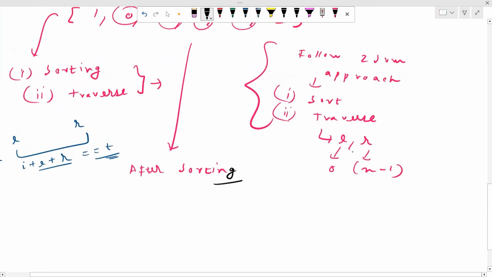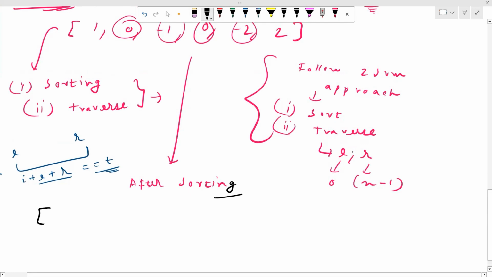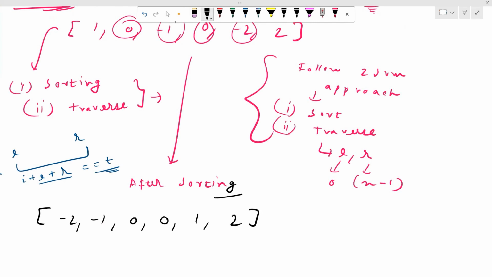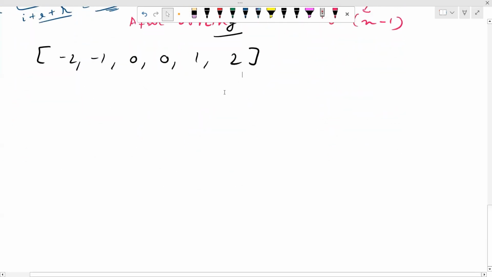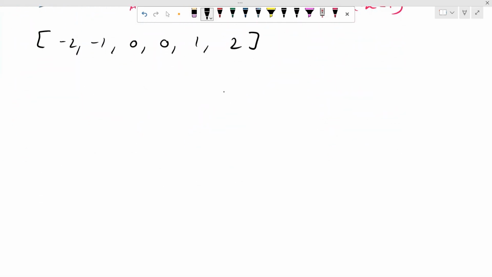So after sorting, our array will look something like this, which will be minus 2, minus 1, 0, 0, 1, and 2, right? So we'll do a diagram on this example, right? So initially, we'll have two pointers, I and J, pointing to the initial start of the array. And from the remaining part of the array, we'll apply the twosome approach. Left pointer pointing to the start of the remaining part of the array, and right pointer pointing to the end of the array, right? This is exactly the same as the two sum problem, right?